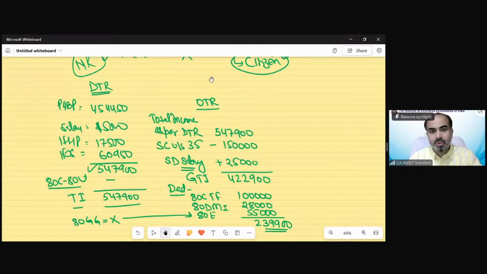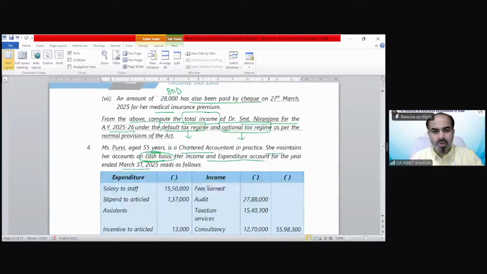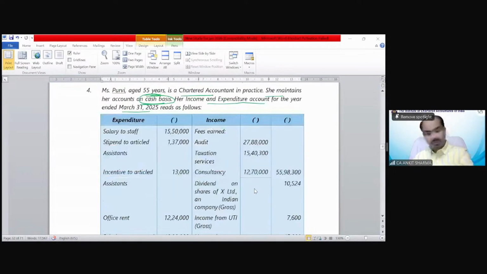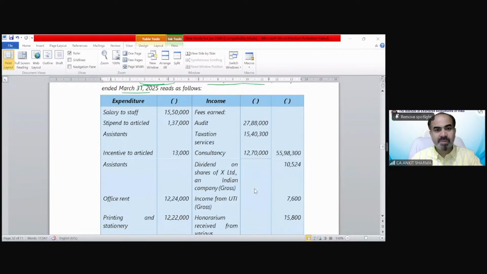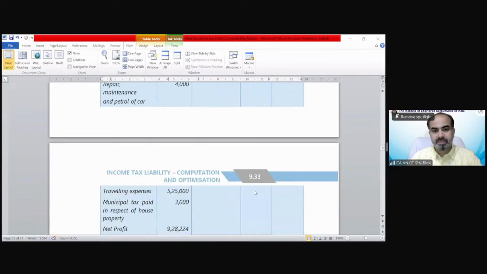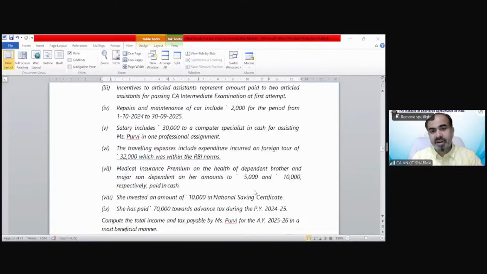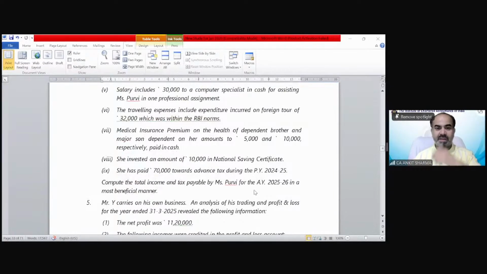Next is question number 4. So the information regarding her business has been given in the question. This is a question similar to question number 3. Multiple pieces of information have been given in the question, and now you can see the difference is this.